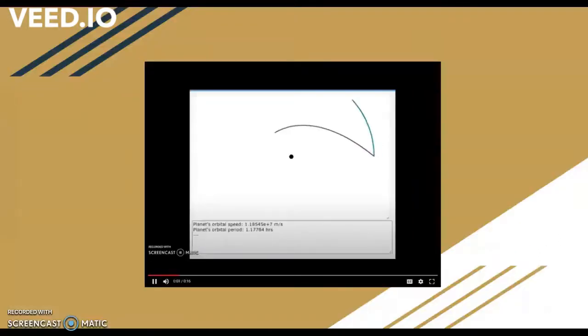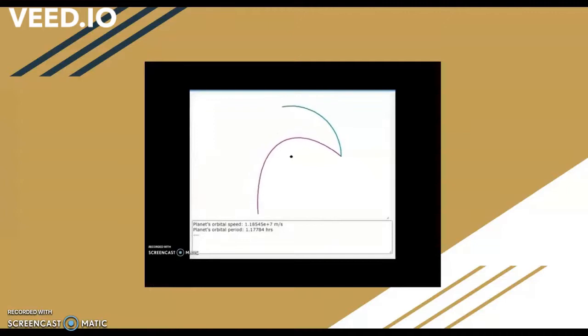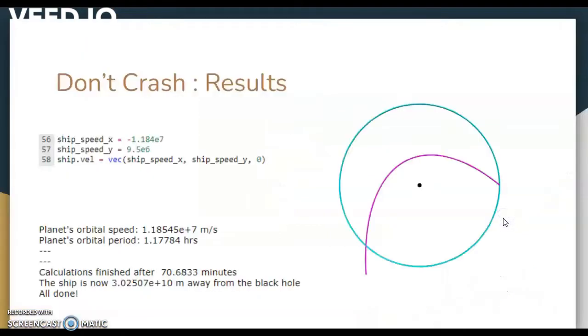I'm not going to show the whole thing, but you can see the pink line, the ship, gets pretty close to the black hole and does not hit the orbiting planet. Here's an image of the finished simulation where the planet has made its full orbit, and as you can see, even though those lines intersect, they cross at different times, so they don't actually hit each other. In the upper left-hand corner, you can see the ship speed, which is guess and check, and you can see I did not crash.